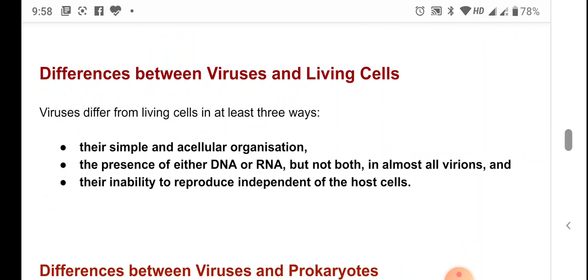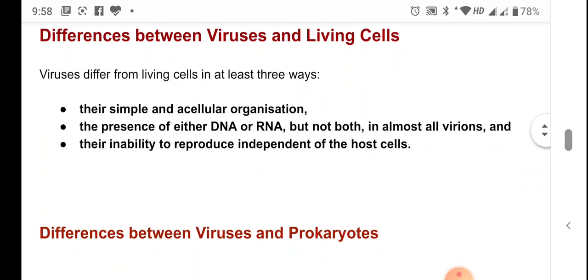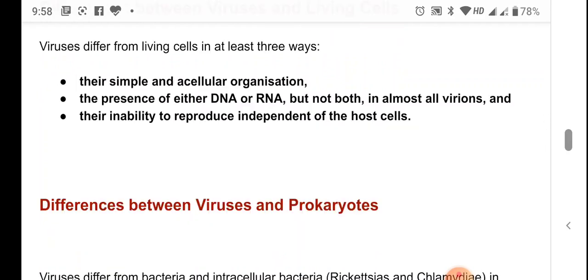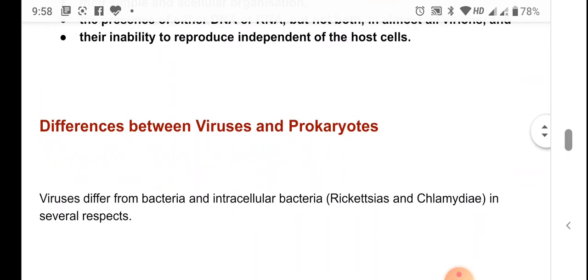In the case of living cells, we see both DNA and RNA in a cell. DNA is the genetic material, and RNA is produced from DNA for various reasons. But in a virus, we do not see RNA and DNA together. Either we see DNA or RNA. Then the third thing is their inability to reproduce independent of the host cell. They can reproduce only inside the host cell.